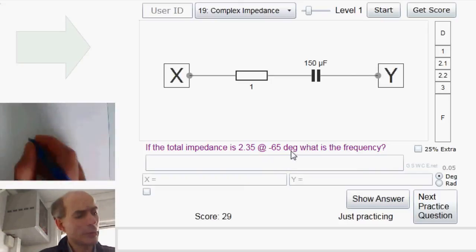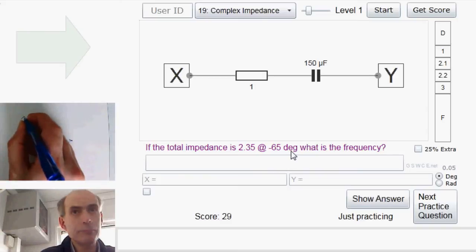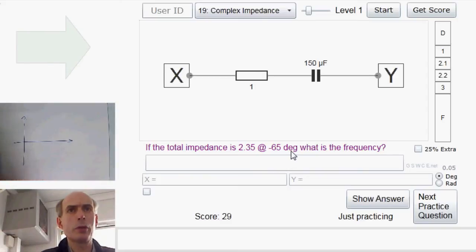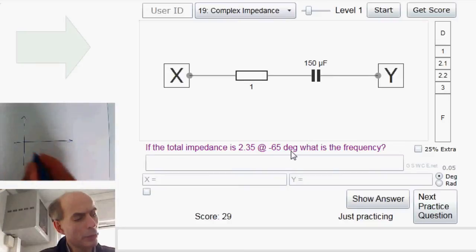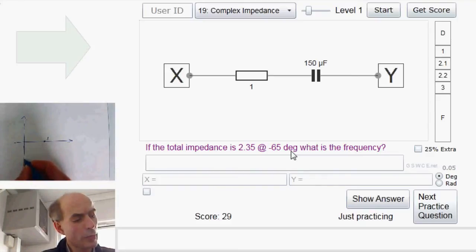Well, we can again think about plotting these impedances as complex numbers on an Argand diagram. And if we do that, well, the resistor will have a complex impedance of just 1 ohm. So that would be that point there, just at 1 on the Argand diagram. The capacitor, well, all capacitors have a purely negative imaginary impedance. So it would be somewhere down on the negative side of the imaginary axis here.